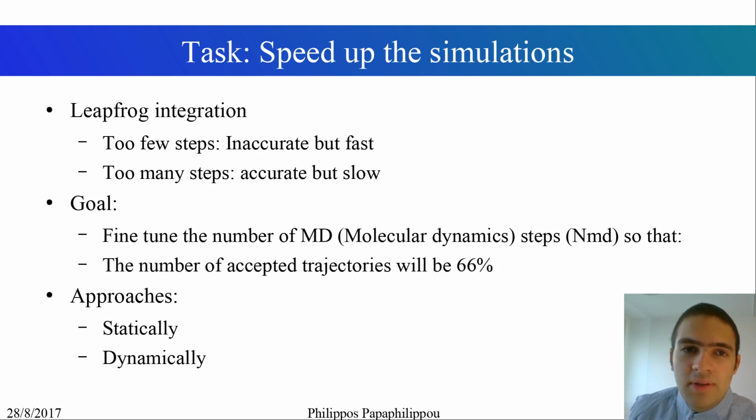As we are going to see, the simulator uses leapfrog integration, which means the more steps we do, the more accurate the simulation becomes, but it also increases the simulation time. In our case, we can say that the percentage of accepted trajectories is a measure of accuracy, as it denotes the amount of useful work. The goal will be to fine-tune the number of MD steps, NMD, so that the number of accepted trajectories will be approximately 66%. There are two approaches for tuning NMD: to change it statically or dynamically during runtime.